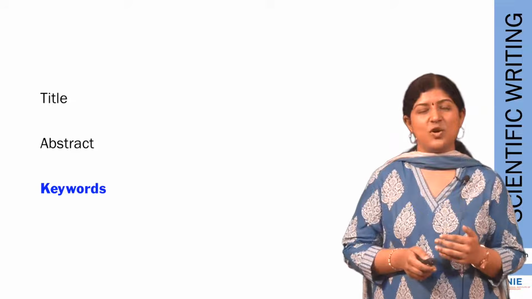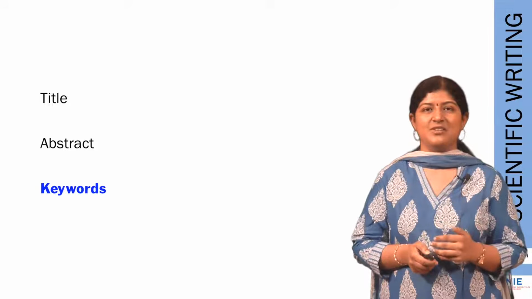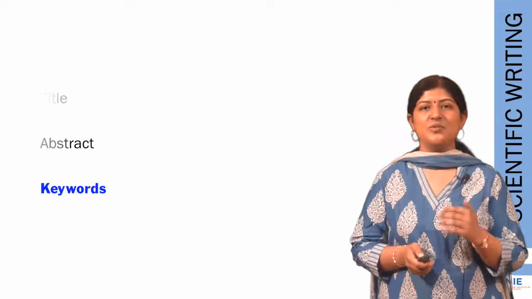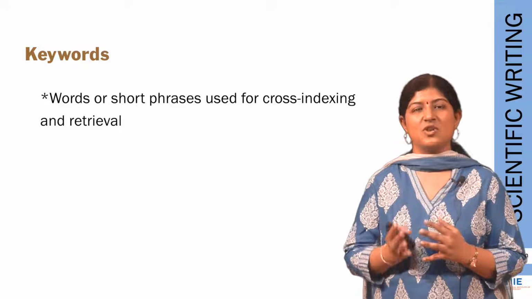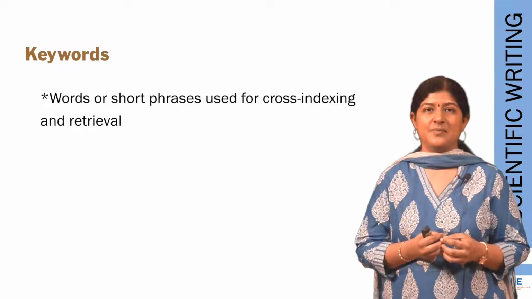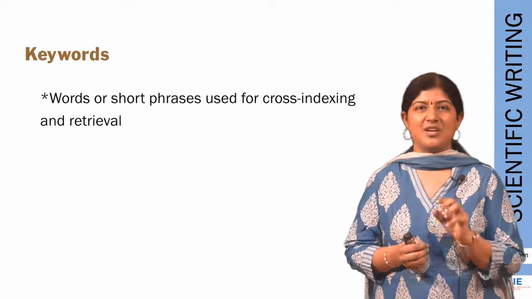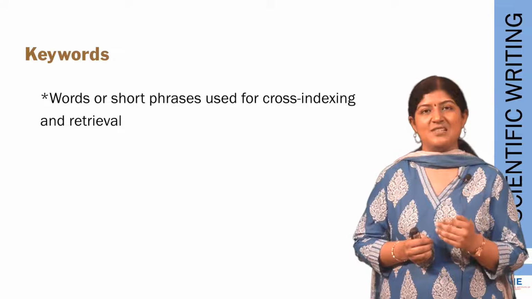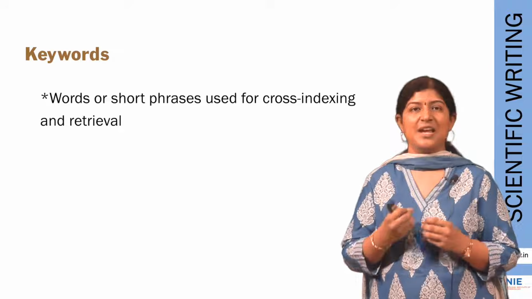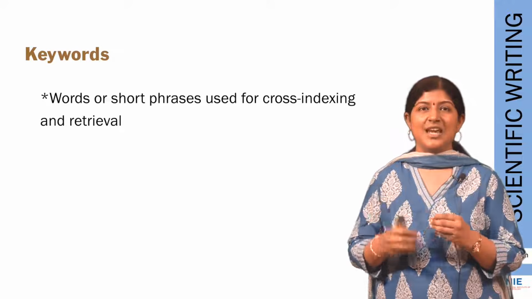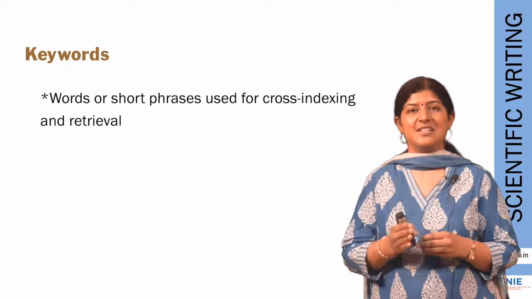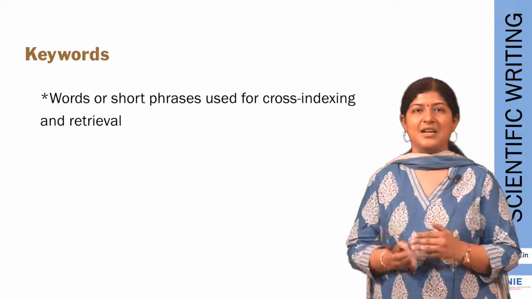Finally, let us move on to the final objective of today's lecture, that is to list relevant keywords for your manuscript. So what are keywords? Keywords are nothing but short words or phrases that are used for the purposes of cross-indexing and retrieving your data. If you're using appropriate keywords, then it becomes very easy for your manuscript to be retrieved by any person who is finding out relevant articles in the area of your research in indexing databases like PubMed and Scopus.